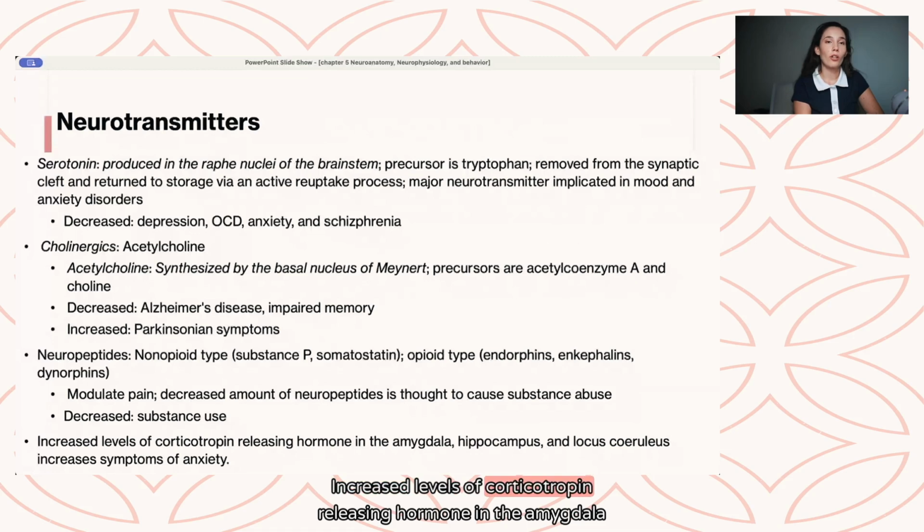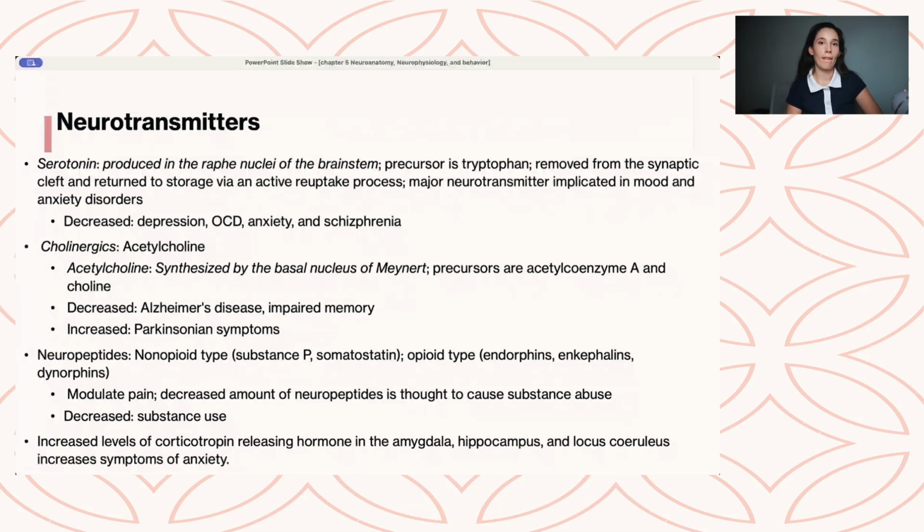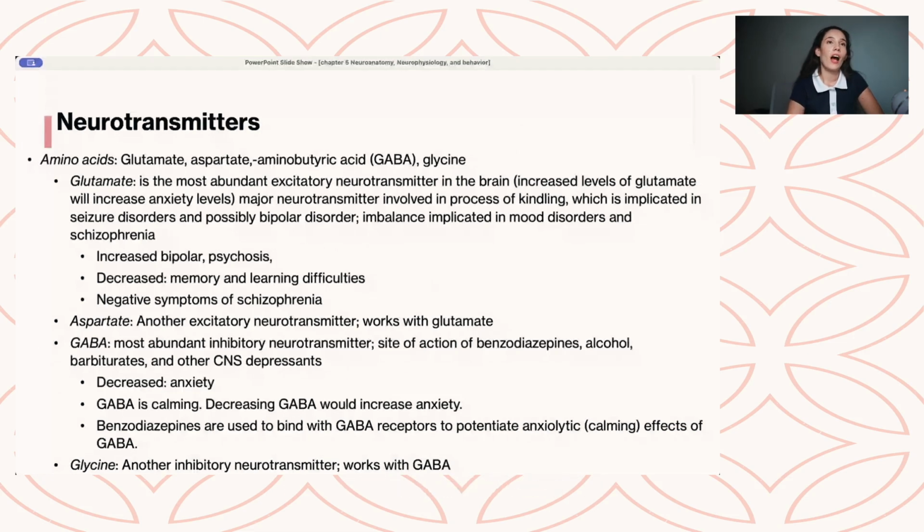Increased levels of corticotropin releasing hormone in the amygdala, hippocampus, and locus coeruleus increases symptoms of anxiety. So just important to note. So then amino acids, we have glutamate, aspartate, amino butyric acid, also known as GABA. We have glycine as well.